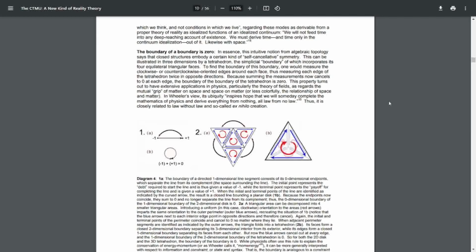So as regards the mutual grip of matter on space and space on matter, or less colorfully, the relationship of space and matter, in Wheeler's view, its ubiquity inspires hope that we will someday complete the mathematics of physics and derive everything from nothing, all law from no law. I think they're a little off there. Thus, it is closely related to law without law and so-called ex nihilo creation.